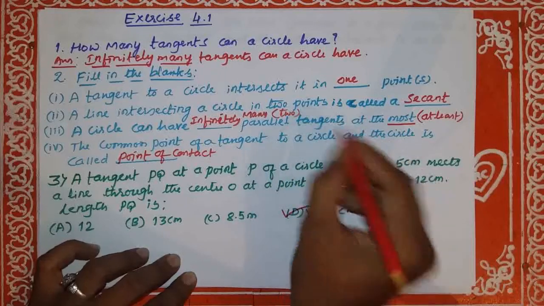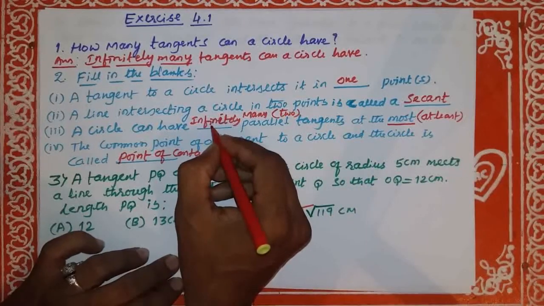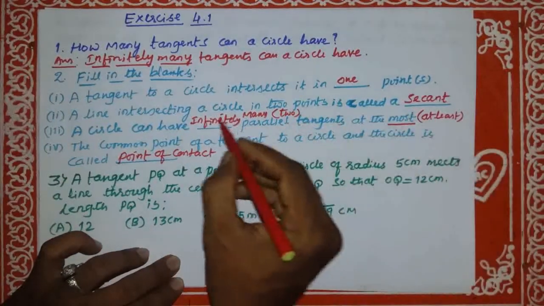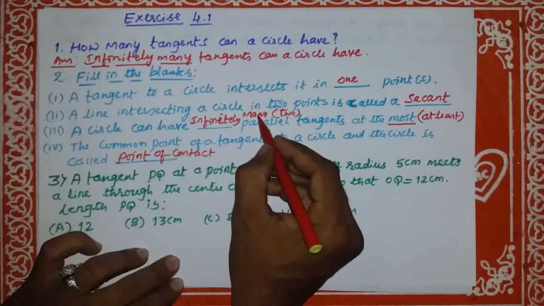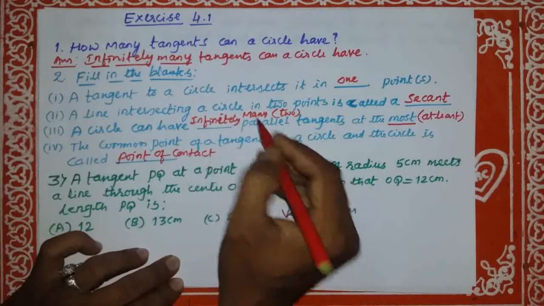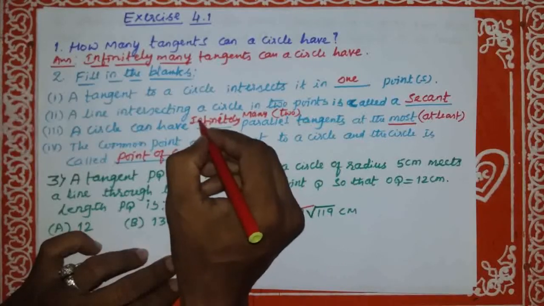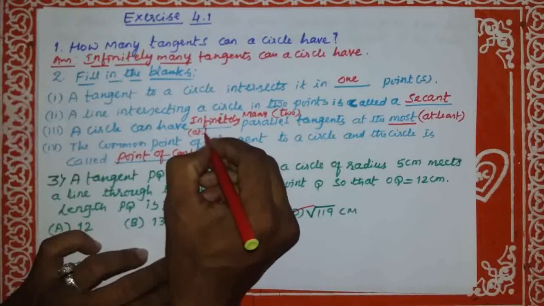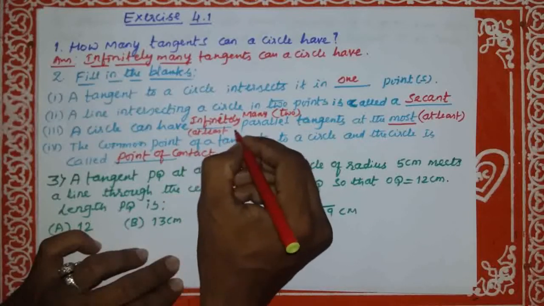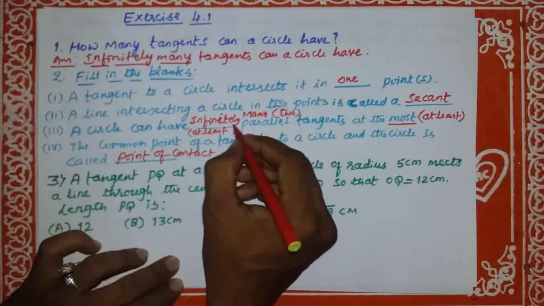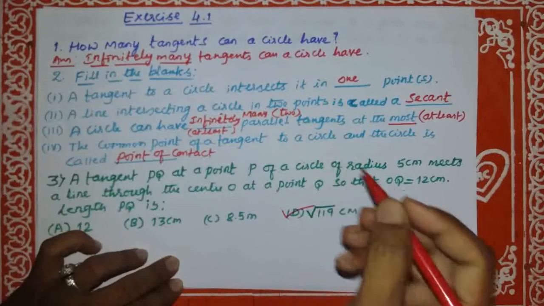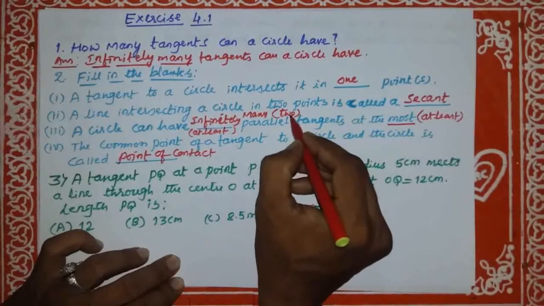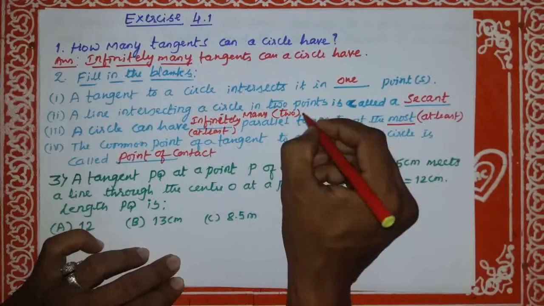Two parallel tangents. If they are given "at least", you write infinitely many tangents. Okay, this is at least. I will write here in brackets, at least. If they are given at least, you can write infinitely many tangents. If they are asked at the most, you write only two parallel tangents.